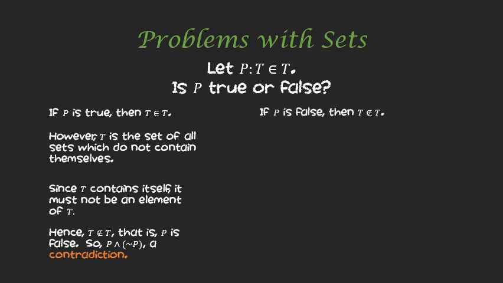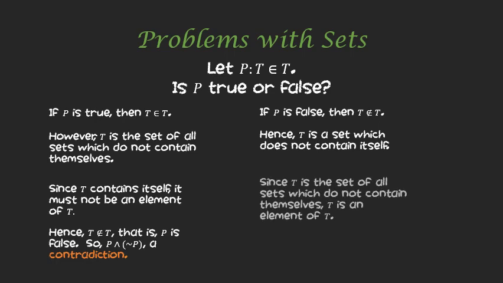Well, let's see what happens if it's false. If P is false, then not P is T is not an element of T. Okay, that seems fine. T is not an element of T. Well, that means that T is a set which does not contain itself, right? T is not an element of itself. But isn't that how we define T? It's a set of all elements which do not contain themselves. And so by that definition, T is an element of T. So we have P and we have not P, right? P is both true and false again. We have P and not P, which is another contradiction.